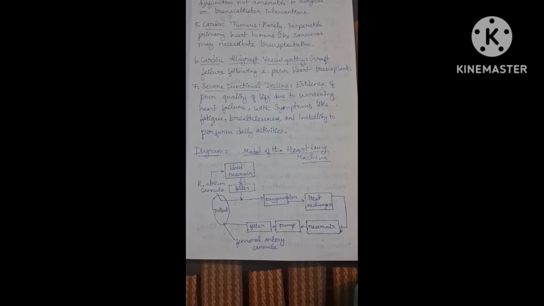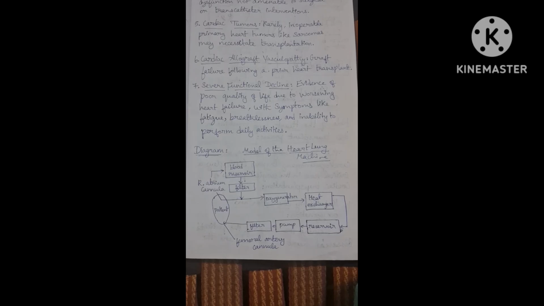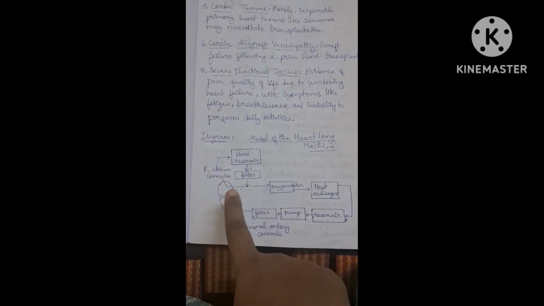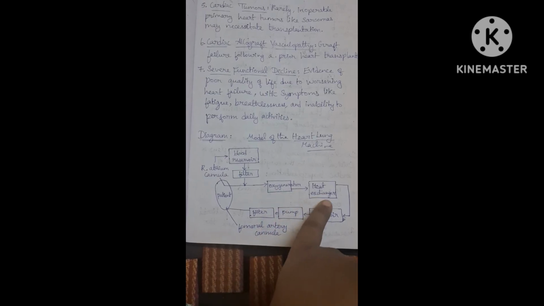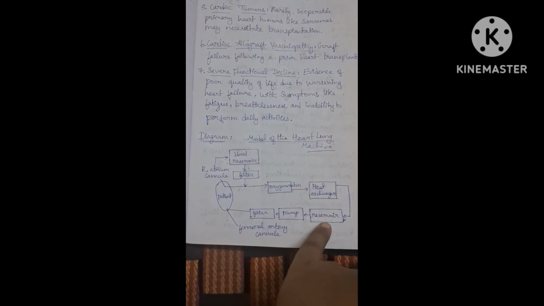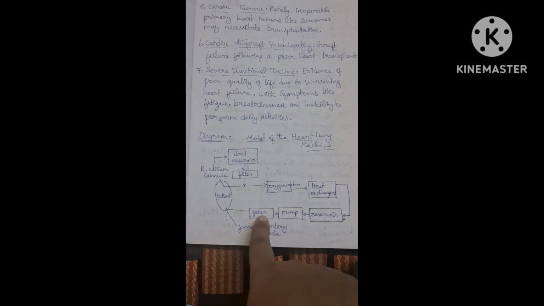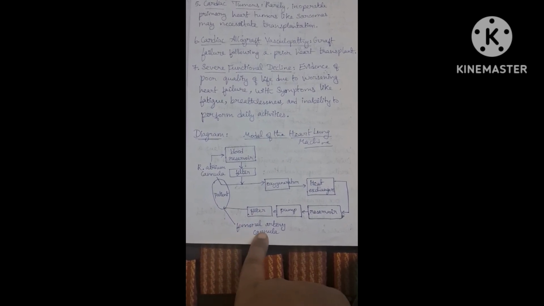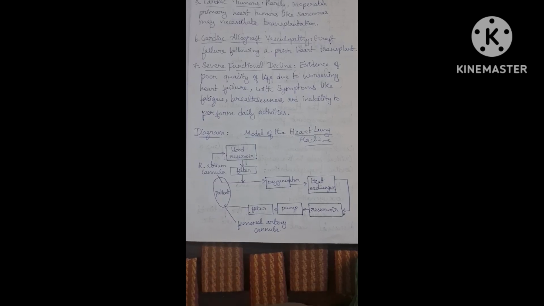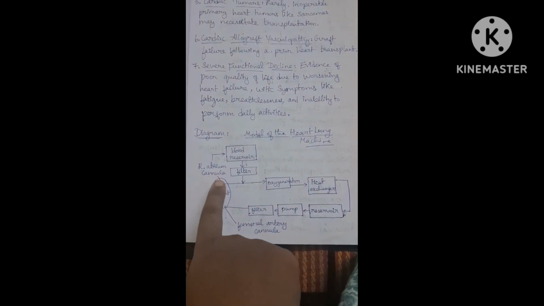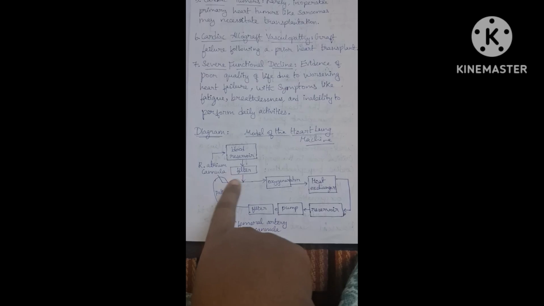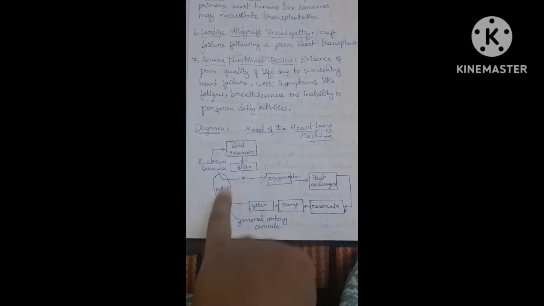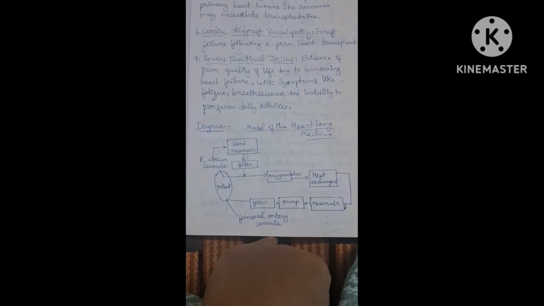The diagram for the heart-lung machine is, the first one is patient, oxygenator, heat exchanger. From this, the reservoir to the pump to the filter, the femoral artery cannula, the right atrium cannula, blood reservoir and to filter. This is a block diagram of the heart-lung machine.